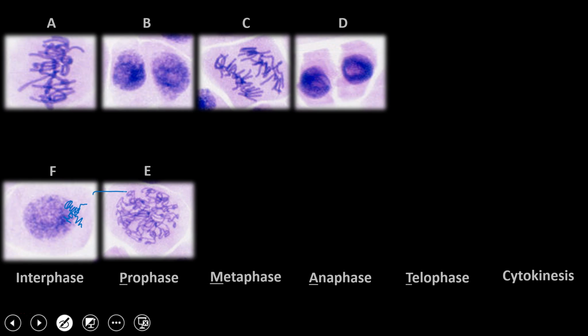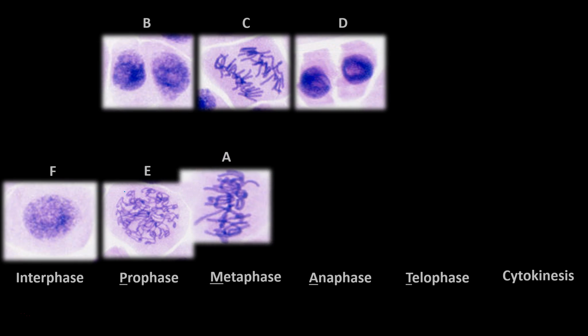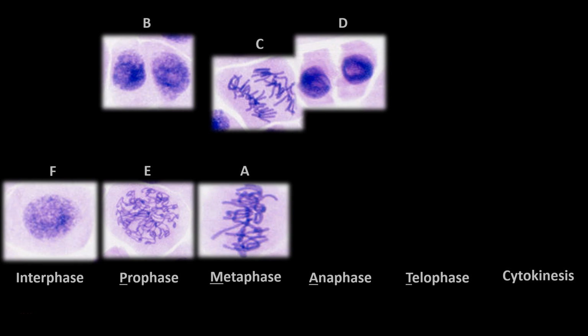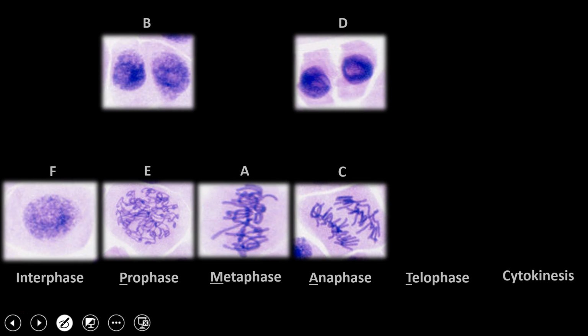Next, which one would be metaphase? Metaphase would be letter A. You could see that in the cell, the chromosomes are starting to line up in the middle. Which one would be anaphase? That'd be letter C. You can see that the cell is starting to become oblong as the chromosomes are being pulled apart.